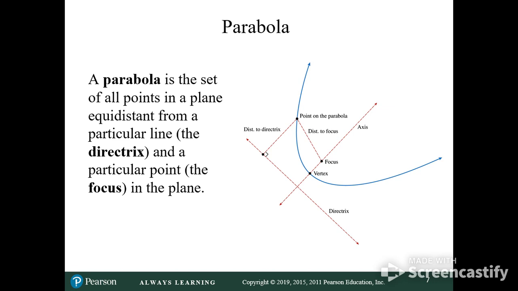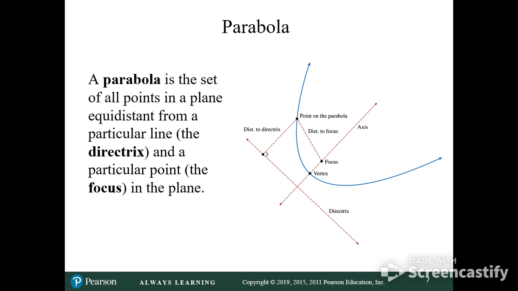A parabola is a set of all points in a plane equidistant from a particular line called the directrix line and a particular point called the focus. The parabola is the blue. It goes through a point called the vertex. The vertex is on an axis of symmetry, and you have seen that before in Algebra 2: axis of symmetry, vertex, and that.